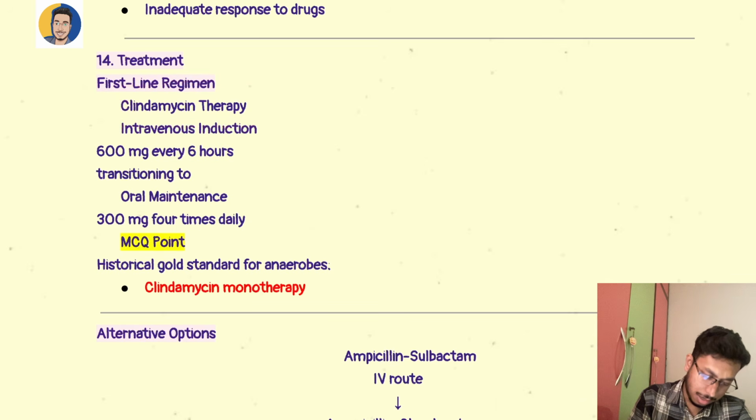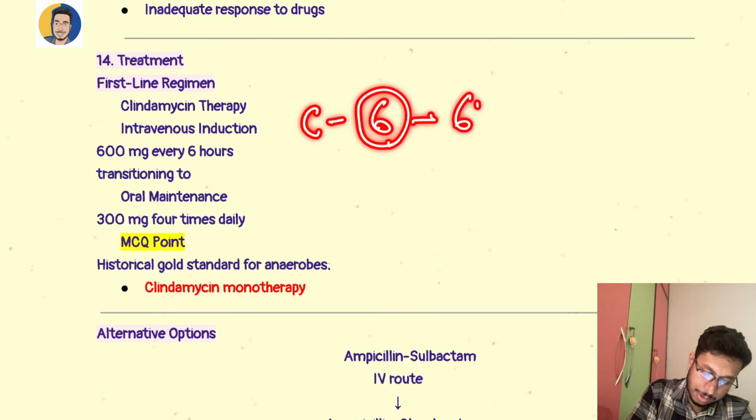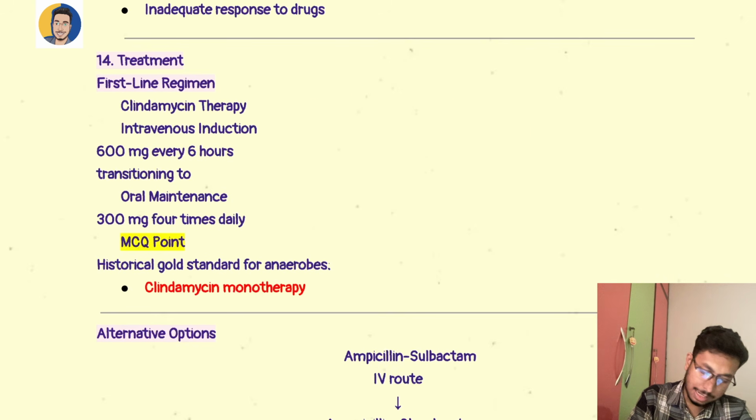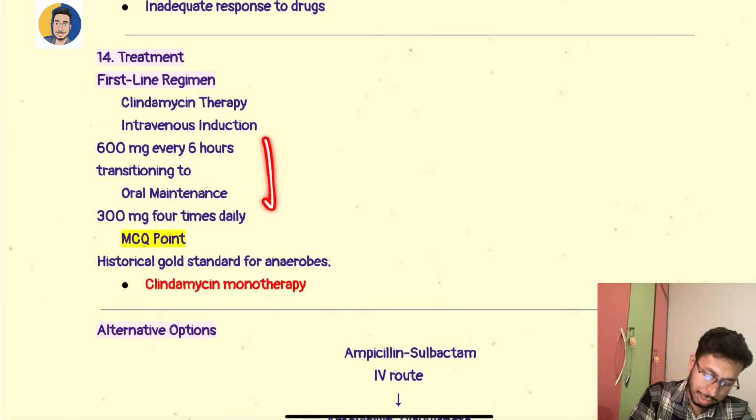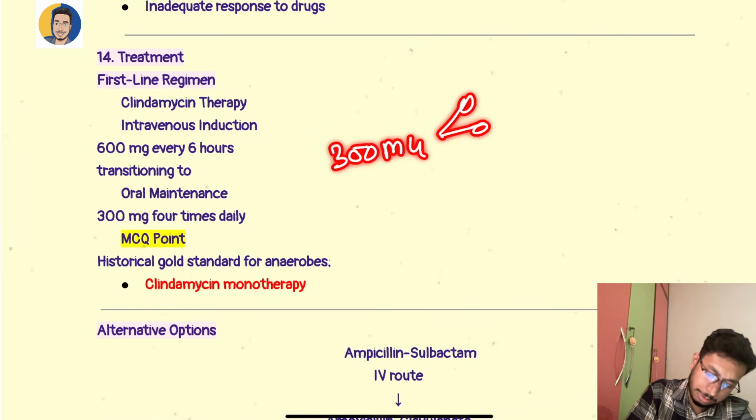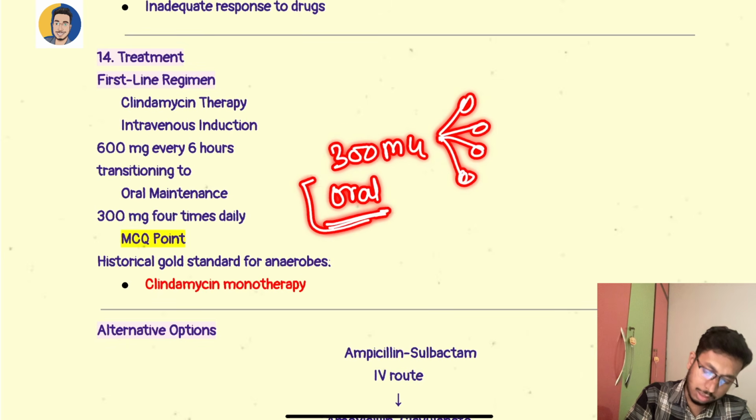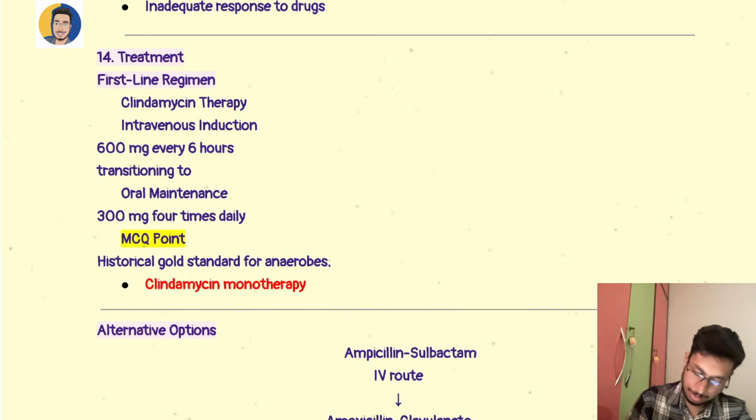IV induction is done with 600 milligram every 6 hourly. So clinda, C for clinda, C also looks like 6, C for 6 hourly. Okay. So clindamycin 600 milligram 6 hourly. Then we convert it to 300 milligrams 4 times a day. 300 means the 4 times a day oral medication. Okay, so this is the gold standard therapy if monotherapy is asked.